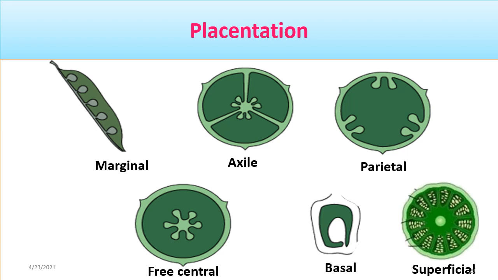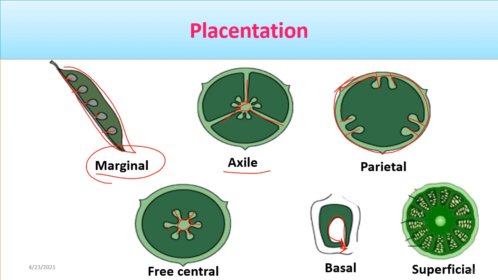Then next part is placentation. Now if you consider this pod as a fruit, it is attached to the margin with the help of placenta. This is marginal placentation. Here it is attached to the axis of the ovary, so axial placentation. This is the peripheral portion or ovary wall. It is attached to the peripheral portion, that's why this is parietal placentation. Here they are attached a little bit away from the center, so this is free central. Here this ovule is attached at the base, so this is basal type of placentation.